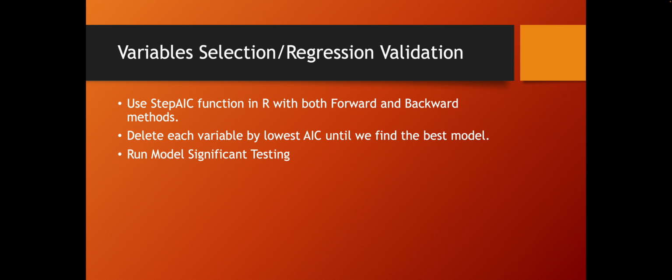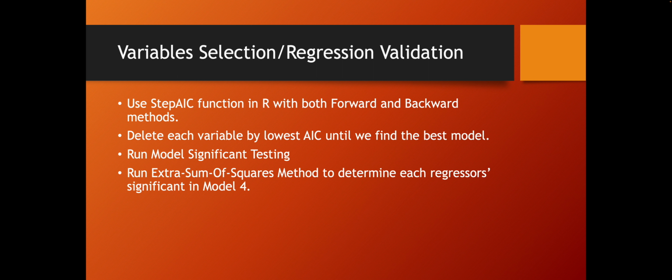Then I run the model significance testing on the model that was selected. I also run the extra sum of squares method to do a partial F-test on all the regressors. And I use the VIF, variance inflation factor, function to check the multicollinearity between the regressors in the model that was selected.